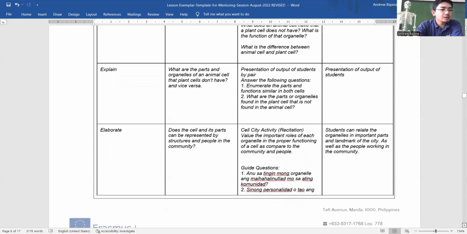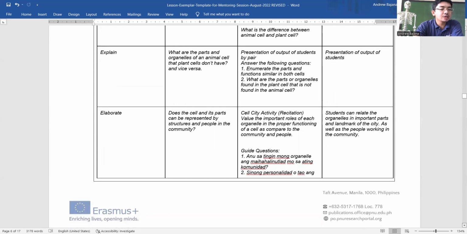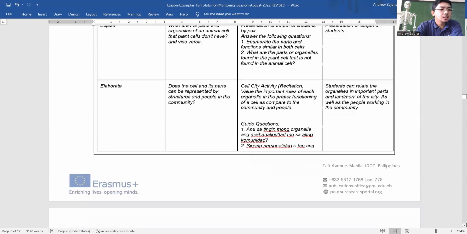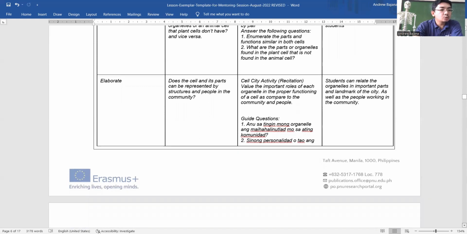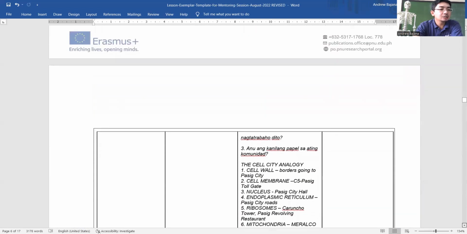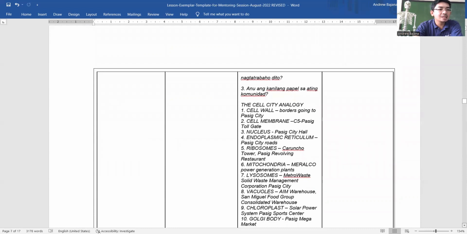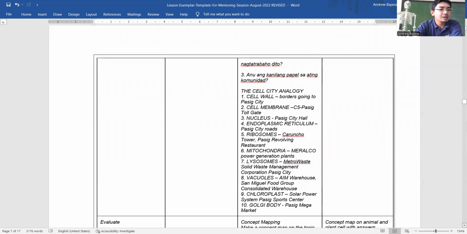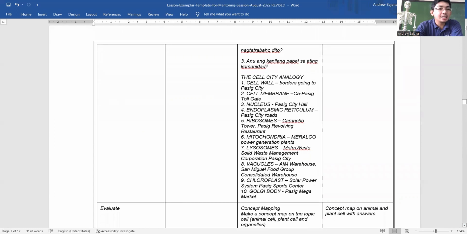For the elaborate part, this is the cell-city activity, recitation, and valuing the important roles of organelles compared to the community. Here, the guide questions are in Tagalog: Ano sa tingin mong organelle ang may kahalintulad sa ating komunidad? Sinong personalidad o tao ang nagtatrabaho dito? Anong kanilang papel sa ating komunidad? I put some popular places and landmarks here in Pasig that can be compared to our organelles.